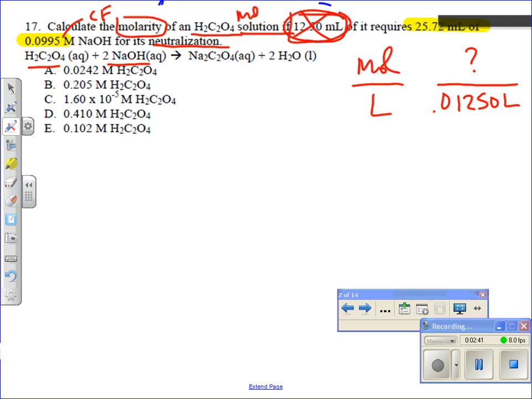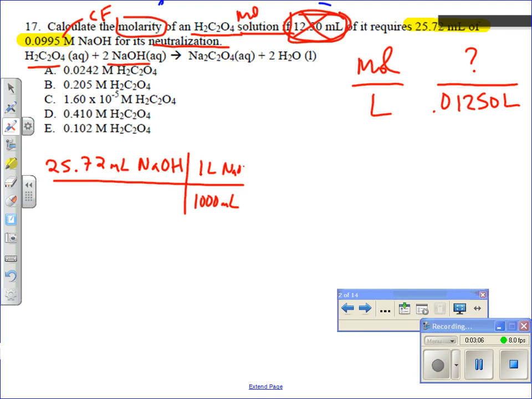Well, if I use molarity, then that's a conversion factor, so that means my given has to be 25.75 milliliters of NaOH goes right there, right? The first thing that I would do is convert the milliliters. 1,000 milliliters of NaOH is equal to a liter of NaOH. Then I have a liter of NaOH. Remember, molarity is a conversion factor. So I know that 1 mole, or a molarity, is equal to 0.0995 moles of NaOH. Goes right there.